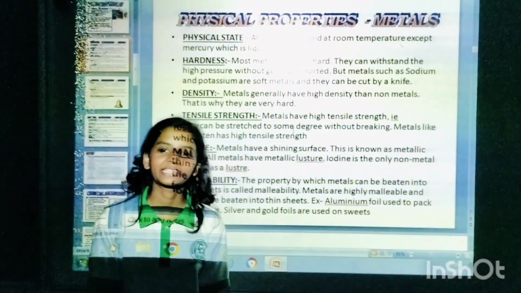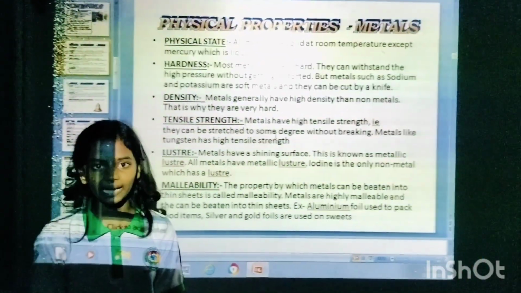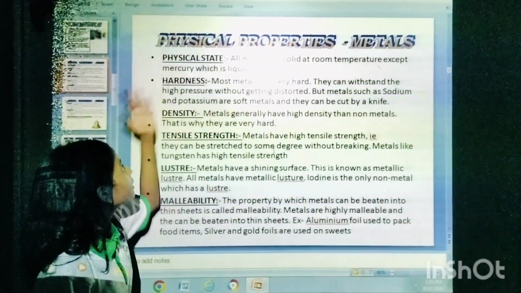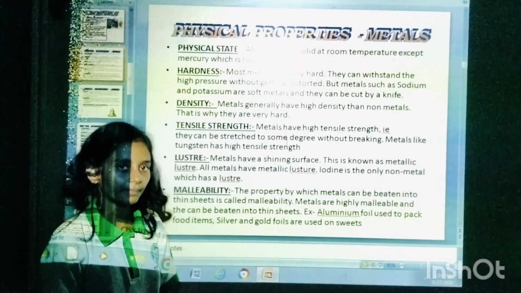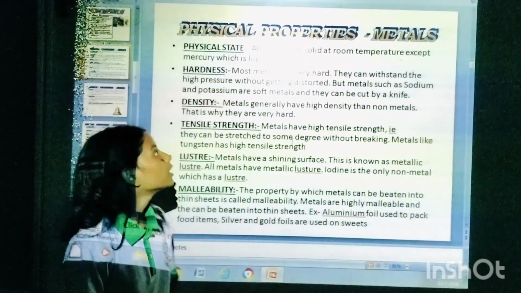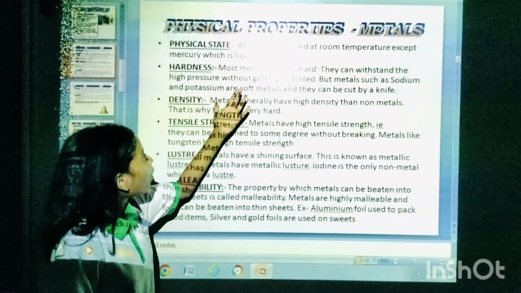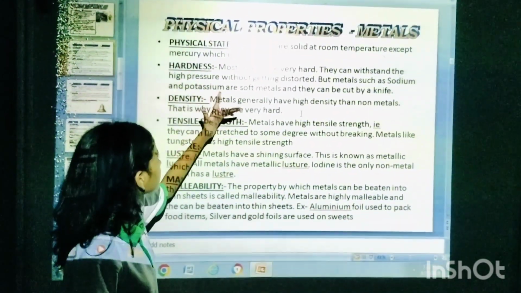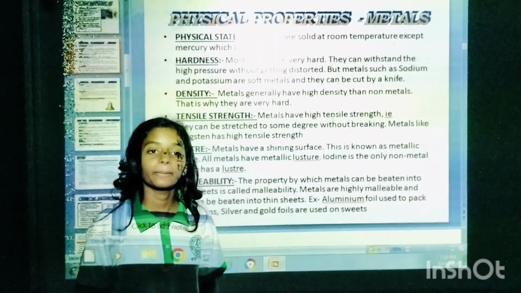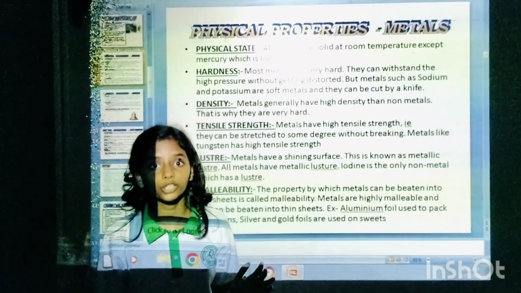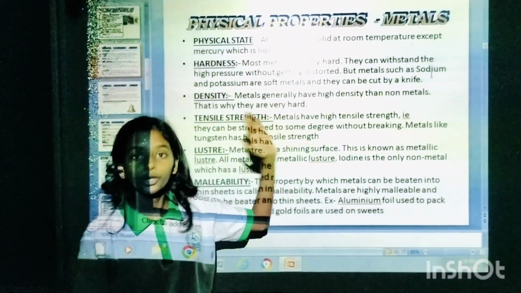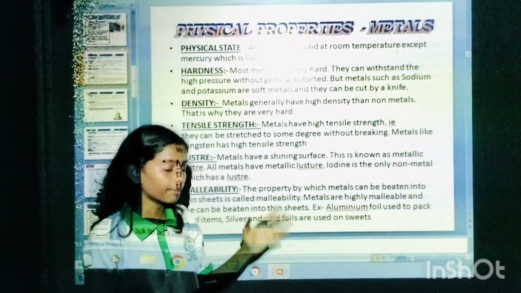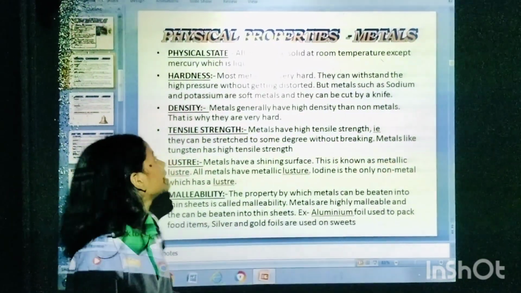Hi friends, my name is Muskan. I am from 8th standard. Today my topic is physical properties of metals and also non-metals. First, physical state. All metals are solid at room temperature except mercury, which is liquid.